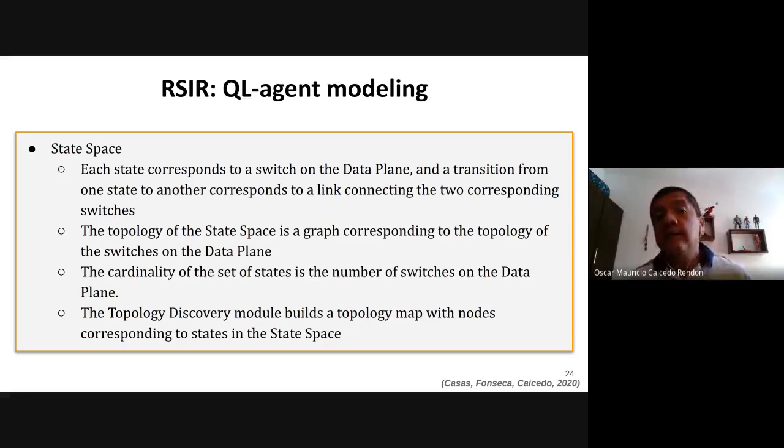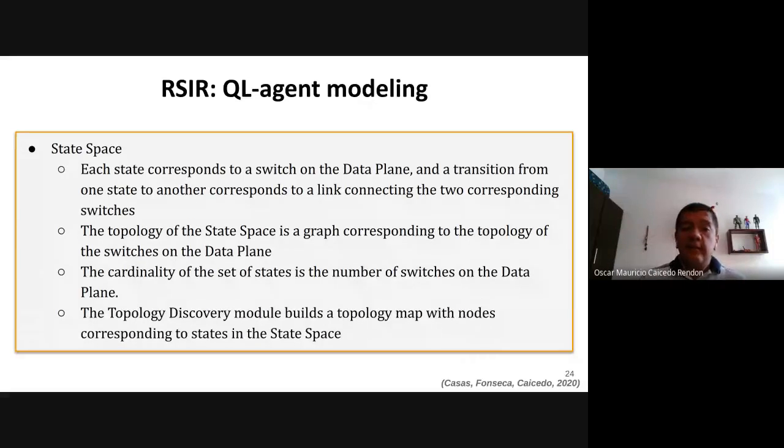Okay, the second step is to define the state space. The state space in this case corresponds to a switch on the data plane, and a transition from one state to another state. This transition obviously corresponds to a link connecting two switches. I'm going to talk about switches because in SDN terminology, we don't talk about routers, we talk about switches.